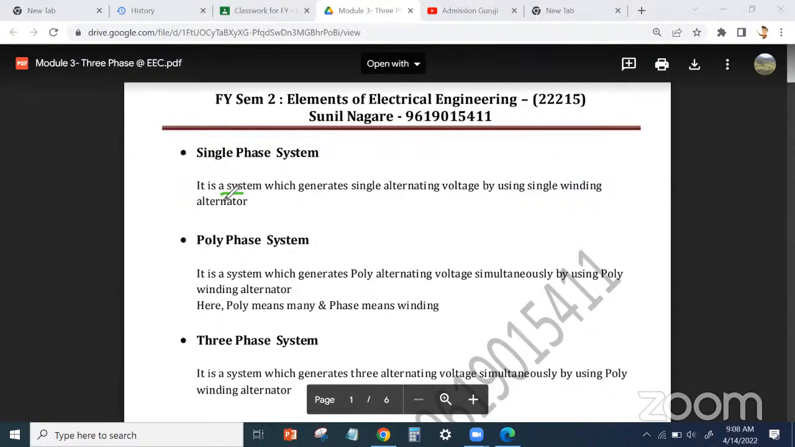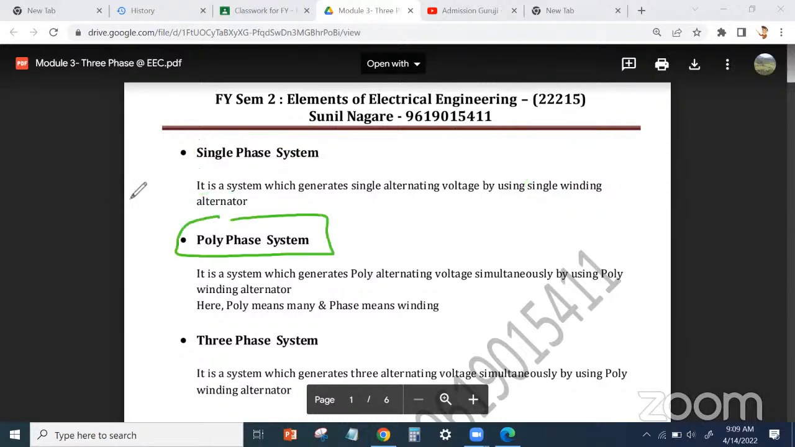So what is the definition? It is a system which generates a single alternating voltage, meaning AC, by using a single winding alternator. This is just the hardware you use to generate it. So if the exam asks, what is a single phase system? It is a system which generates a single alternating voltage by using a single winding alternator, and that is known as single phase system. This single winding alternator is hardware, which we will see in the fourth and fifth module. Right now just understand what a single phase system is. It's a system which generates a single voltage, an alternating voltage.